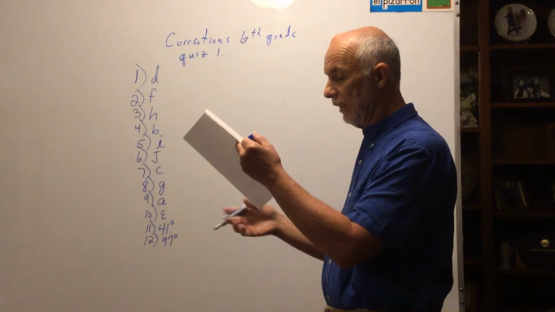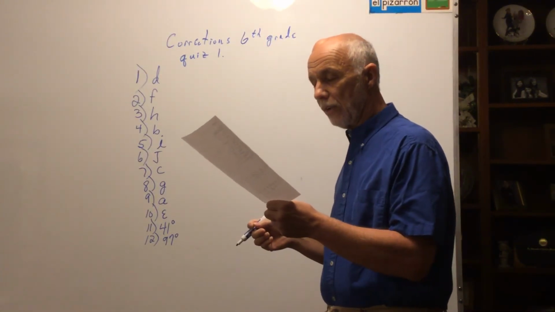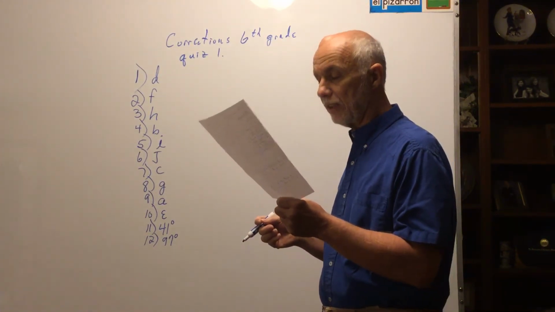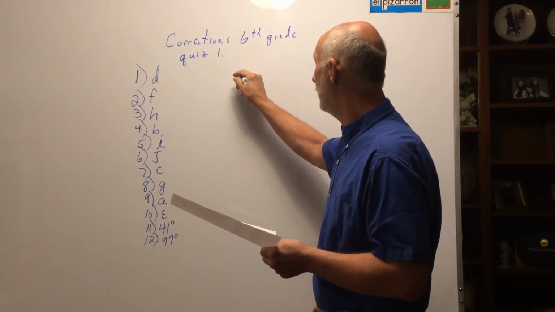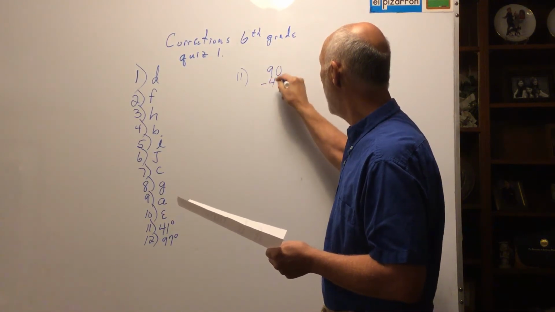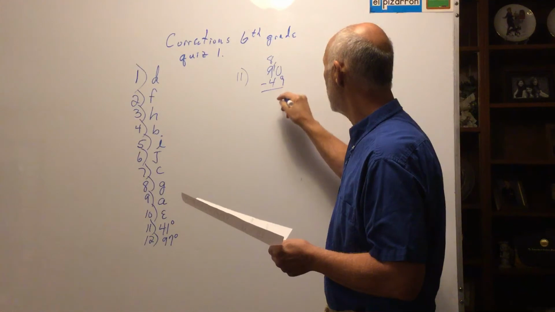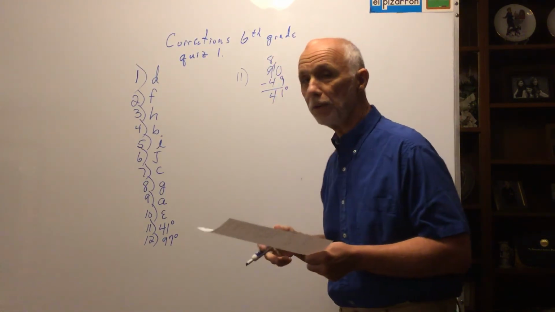So number 11 says angle A and angle B are complementary angles. Okay, that means they add up to 90. And it tells you the measure of angle A is 49 degrees. So if you want to find the measure of B for number 11, you take 90 minus 49. That's the work you have to show. And again, 10 minus 9 is 1, 8 minus 4 is 4, and your answer is 41 degrees.